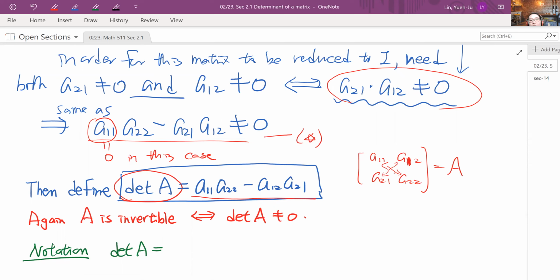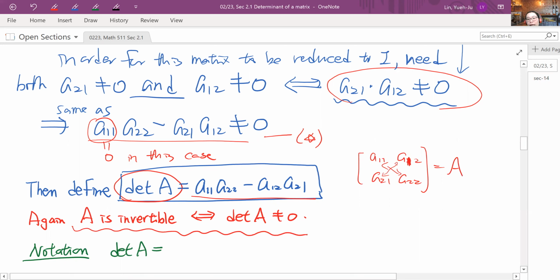And again, if we define determinant A to be this formula for a 2x2 matrix, then we have the following fact. If the determinant A is not 0, then this tells us A is invertible, meaning A can be reduced to identity, right? So we know now this is the right formula that we are going to use for the determinant. But what about 3x3? 2x2 already took a little bit of work to get the correct equation. Before we do 3x3, I want to introduce a notation that we're going to use throughout the whole semester.